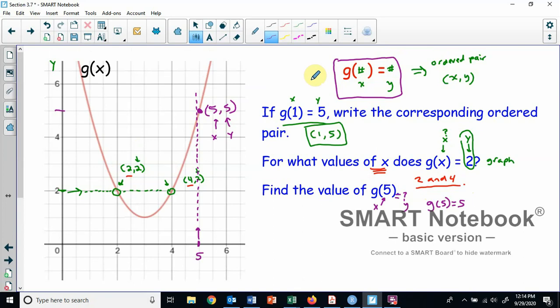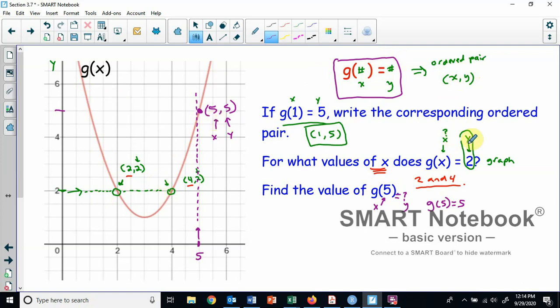You have to have those phrases interchangeable in your head. Inputs are the same thing as domains, or the same thing as x's, outputs, the same thing as y values or range. Okay. Now, because these are related, x and y's, they make an ordered pair. And I can find these points on the graph of a function.